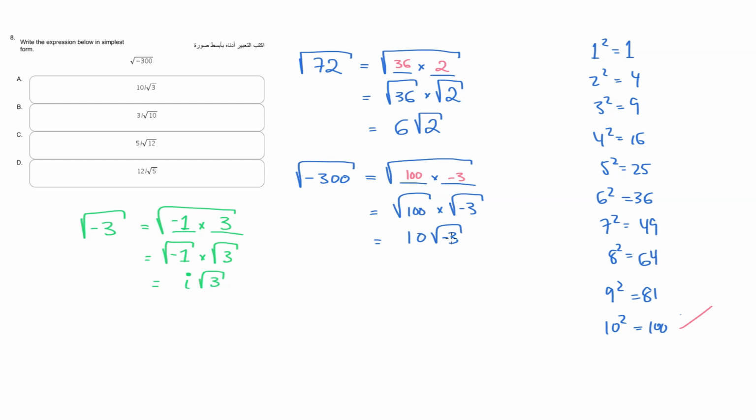Right? So what I'm going to do here, I'm going to substitute. I'm going to say 10, but instead of -3, I'm going to write I root 3. And there's your answer, people. A. Big surprise. So this is how you break up surds.